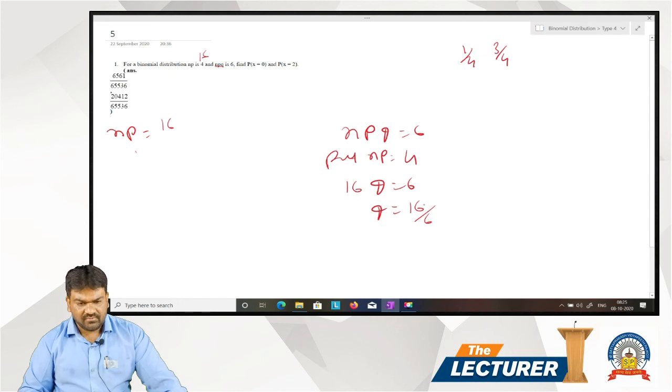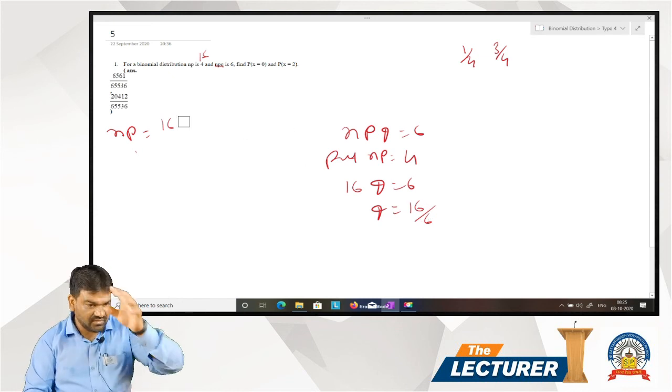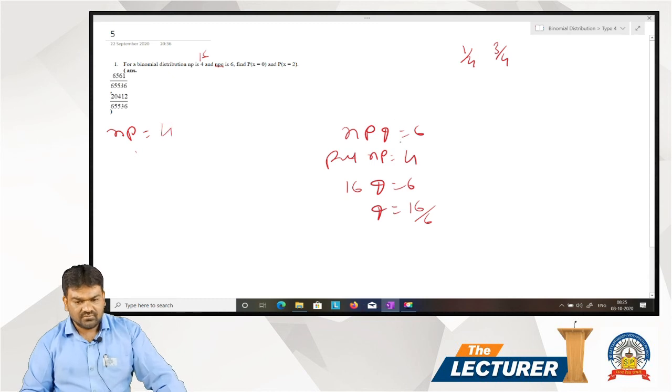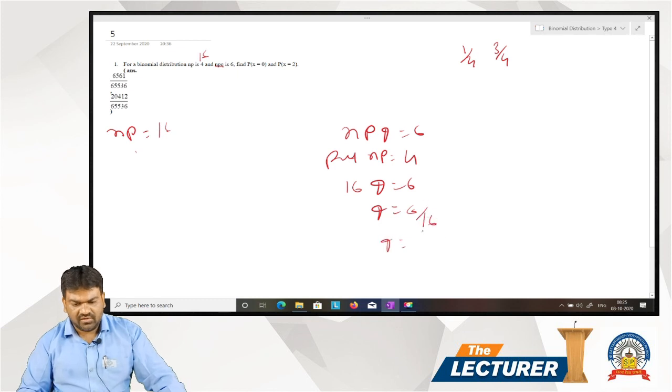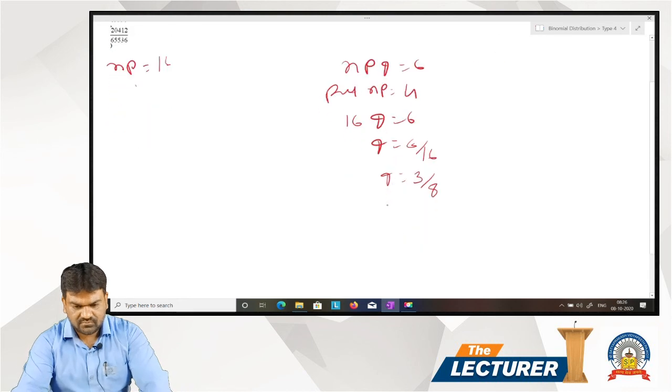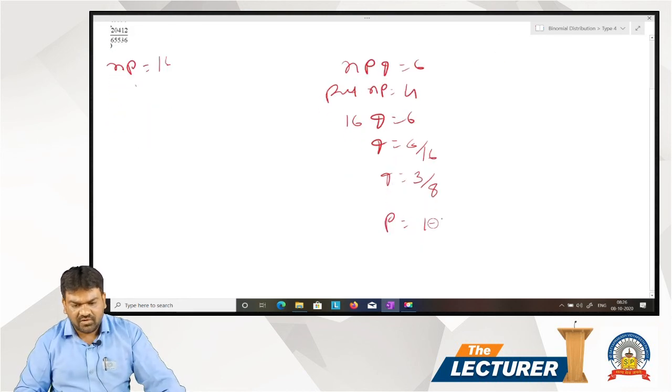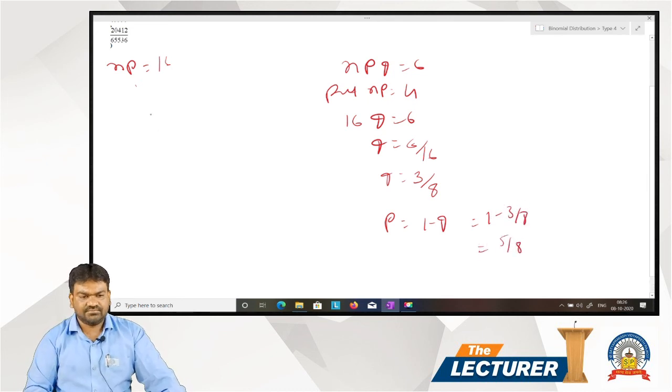NPQ divided by NP, 6 divided by 16. So Q is equal to 3 by 8. So P is equal to 1 minus Q, 1 minus 3 by 8, 5 by 8.